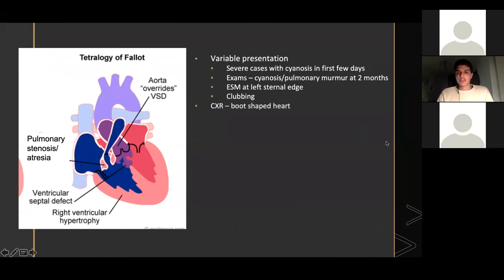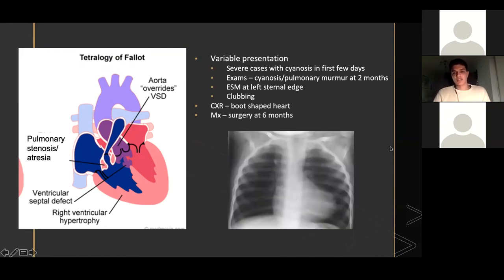On the chest x-ray, you get this classically described boot-shaped heart, okay? And I mean, obviously, everyone wears different shaped boots to what I'll show you in a minute. Management is surgery at 6 months, okay? And don't worry about which surgeries. There's a complicated surgery that varies on what exact anatomy you have and what other comorbidities you have. And there's a boot-shaped heart for you. So it's essentially the right ventricular hypertrophy giving you that boot shape. Let's have a quick look in case someone's asking any questions.